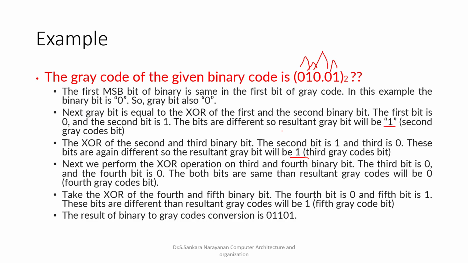So what is our result? The first bit is 0. Then the next one is 0 XOR 1, which is 1. Next, again 1 XOR 0 is 1. Then 0 XOR 0 is 0, and 0 XOR 1 is 1. So the answer is 01101. That will be the answer for this particular example.